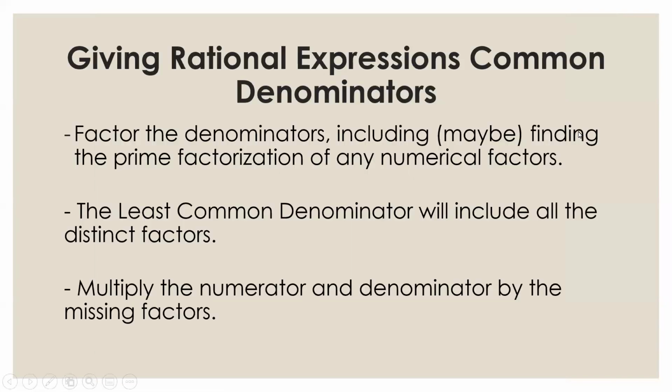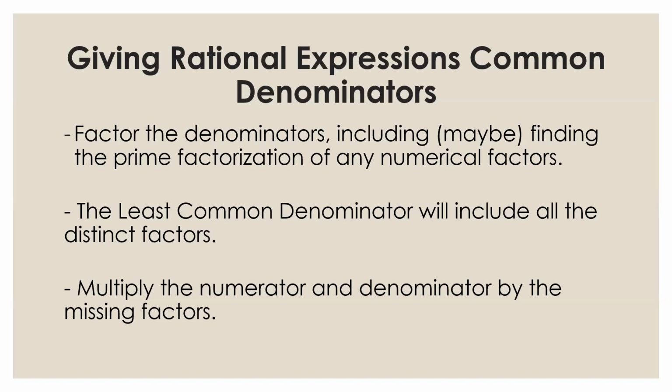Okay, so we're going to start with some general tips for this next phase of adding and subtracting rational expressions, because we're going to look at how we get common denominators. So here's how that works. First, if we can, we're going to factor the denominators, including it might be helpful to find prime factorizations of any numerical factors. You don't necessarily have to do that part, but it might be helpful. Then here's the key: the least common denominator will include all of the distinct factors.